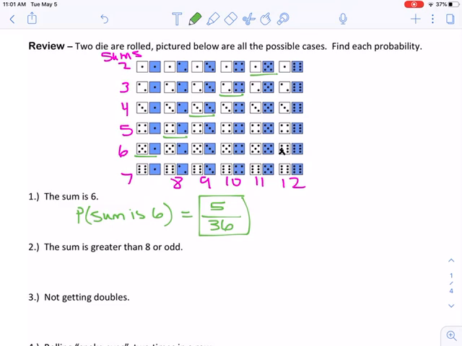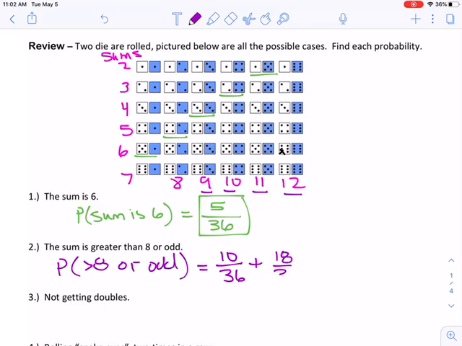Maybe we have a review of an OR statement with overlap. Looking at number 2 here, we want to find the probability that my sum is greater than 8 or odd. So let's take a look at all the sums that are greater than 8. That would be the 9s, the 10s, the 11s, and the 12s. So I've got 1, 2, 3, 4, 5, 6, 7, 8, 9, 10 of those sums that are greater than 8 out of 36. Plus, half of my sums are odd and half of them are even, so that would be 18 out of 36.